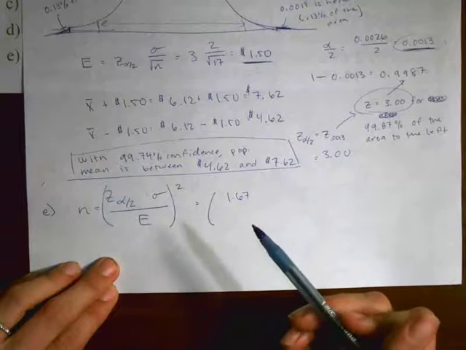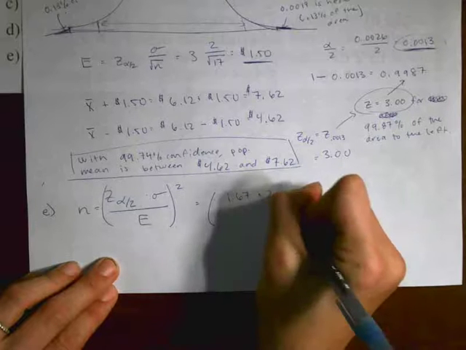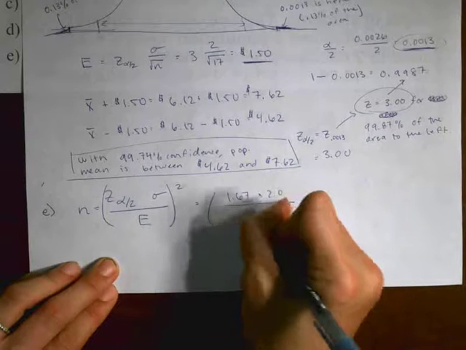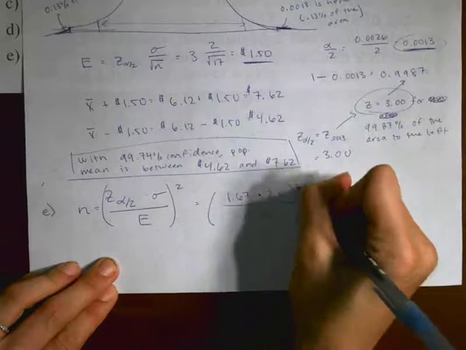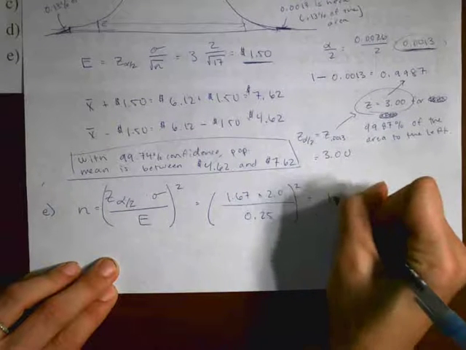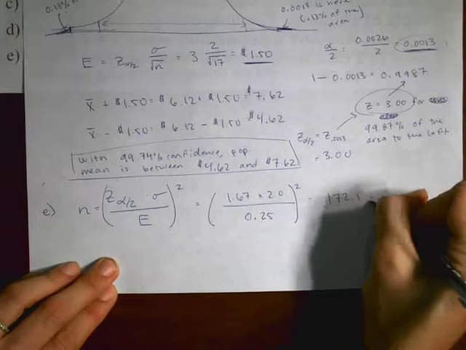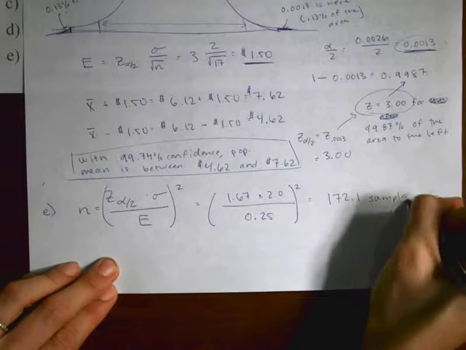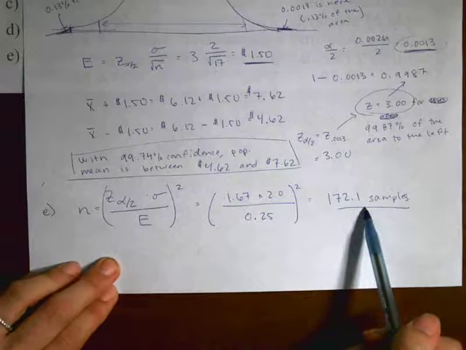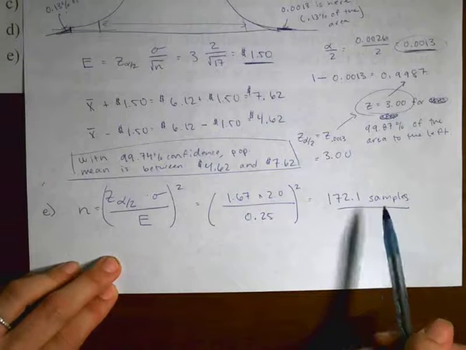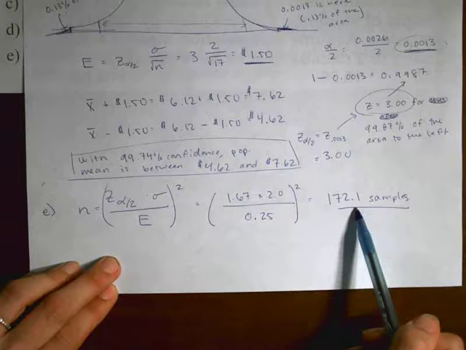And I'm going to copy down the same numbers that I had before. So I was using 1.64, which was Z of 0.05, times 2, the standard deviation. And now the margin of error that I want to achieve is 25 cents. I'll square that, and I get 172.1 samples.